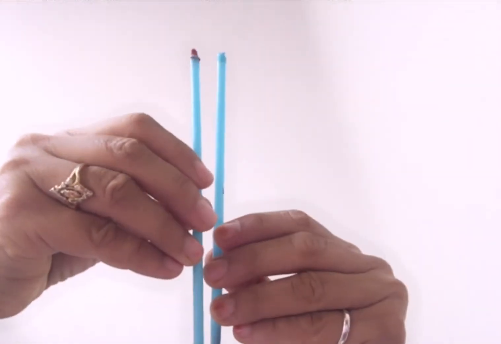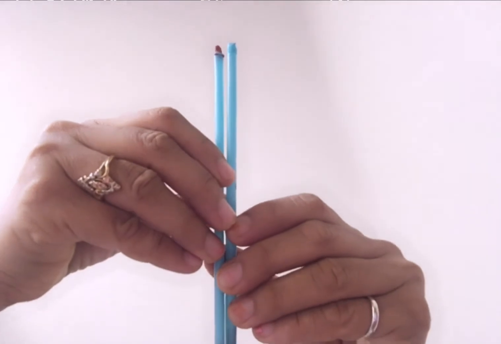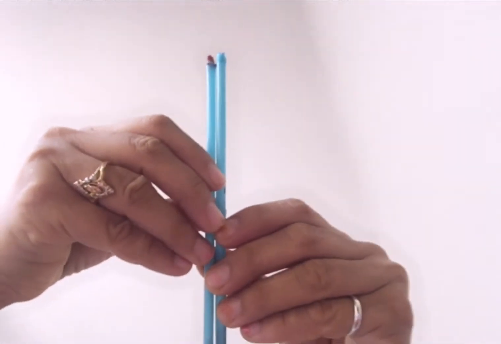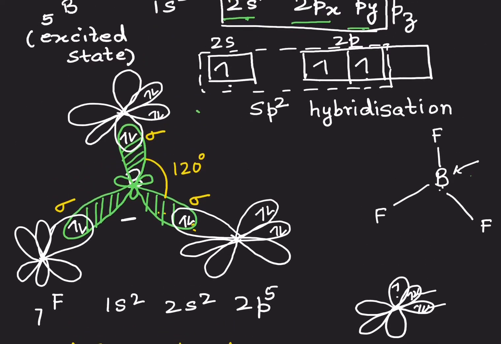On the other hand, if it's a perpendicular overlap like this, a sideways overlap, we call it a pi bond. That's great. So in the case of BF3, we could also say that there are 3 sigma bonds. Clear?